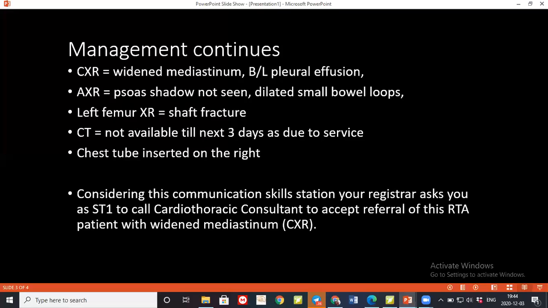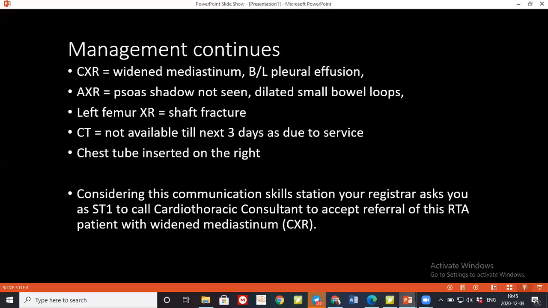The patient would need a laparotomy, but we need to transfer this patient as soon as possible. We don't know exactly what is the cause of his abdominal soft tissue density.